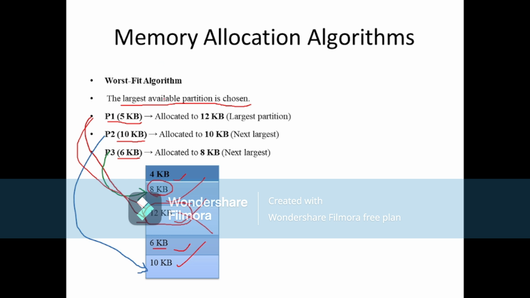Okay. So in this worst fit algorithm, P1, because this is the first process, gets the biggest partition. P2, the second process, gets the second largest partition, and P3, the third process, gets the third largest partition of the memory. I stop here today.